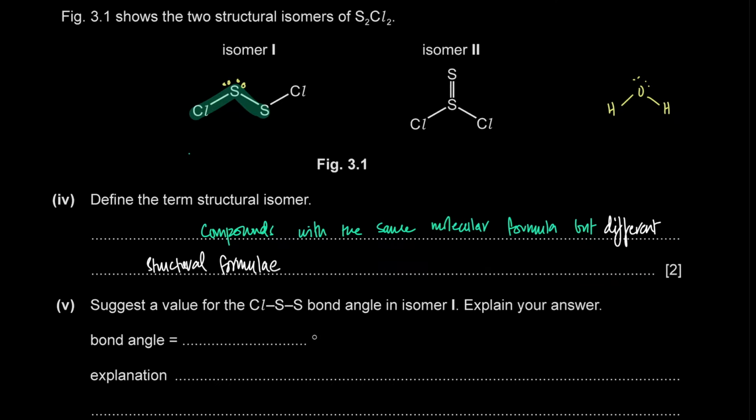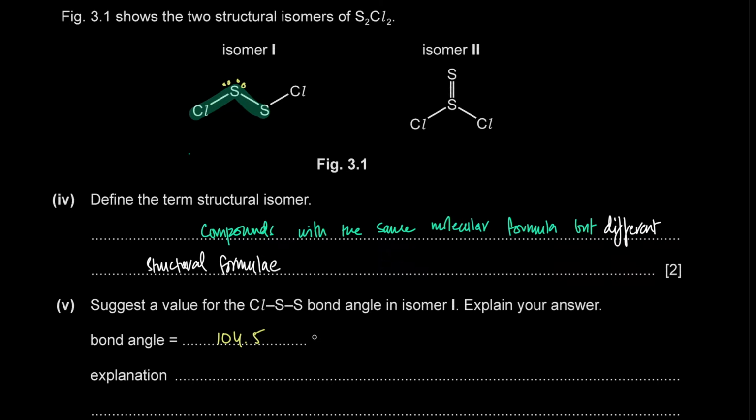The oxygen is making 2 single bonds, right? It's bonded to 2 atoms, and it has 2 lone pairs. So we can suggest that the bond angle will be the same. It might not actually be the same, but based on our understanding of water, we can say that it will be 104.5 degrees. Now we have to explain this.